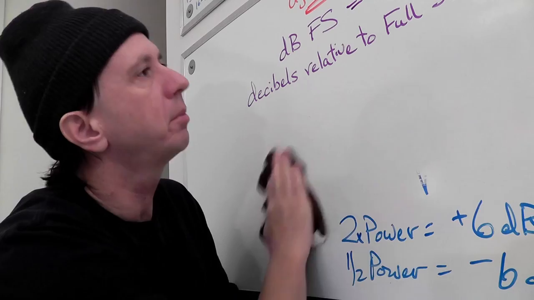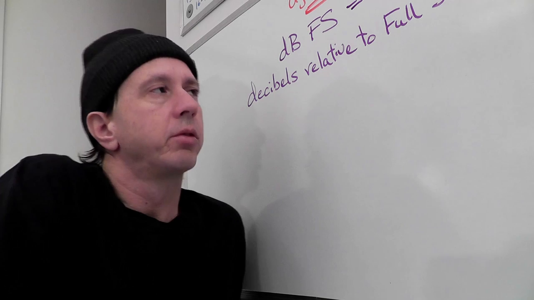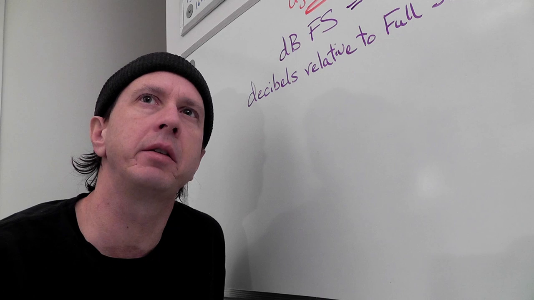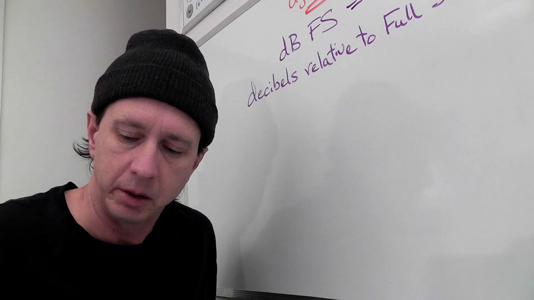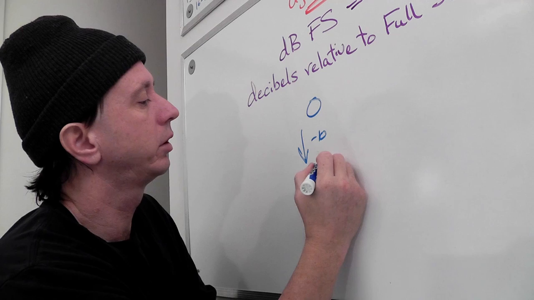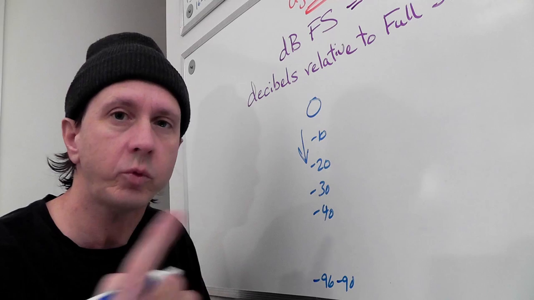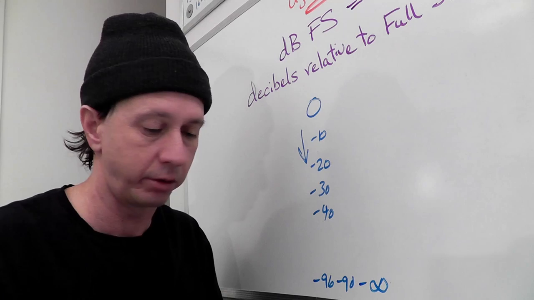Something that we haven't really seen yet, I did allude to it a few minutes ago, and that's the fact that you can have negative decibel measurements. Now, if you think back to a DAW, an audio editor on a computer, you've probably seen sound levels that start at 0 and they go down. Okay, so negative 10, negative 20, negative 30, negative 40. And they probably go down to either a fixed number, like negative 96, or maybe negative 90. Or, in some pieces of software, they go negative infinity, which is interesting.